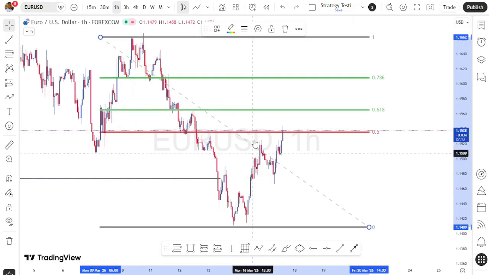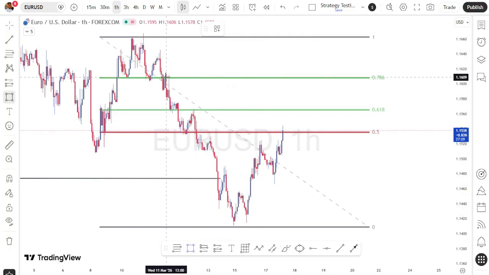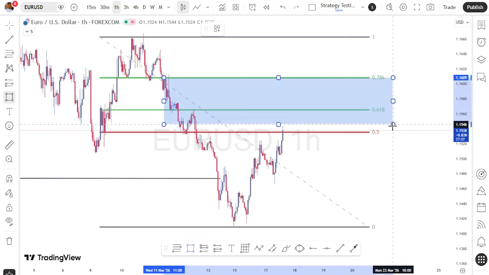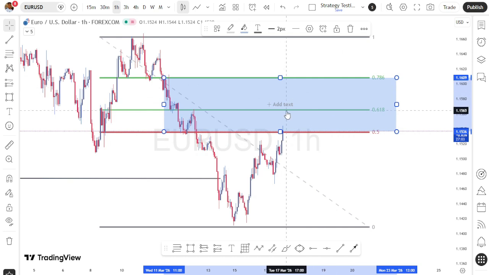So I'm just going to be waiting for price to get to this OTE zone, which is our optimal trade entry. So anything from this Fibonacci golden zone all the way to this OTE zone, that is where I want to be looking for entry. So I've combined two zones together right here.